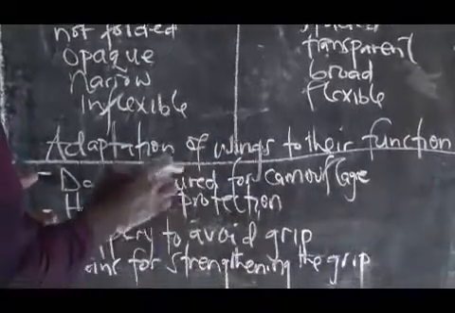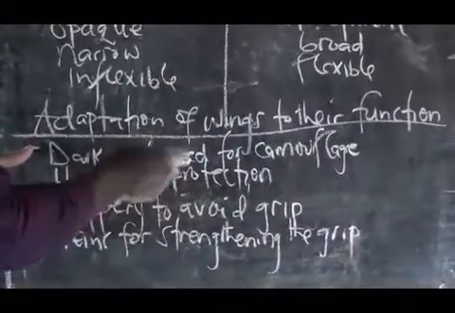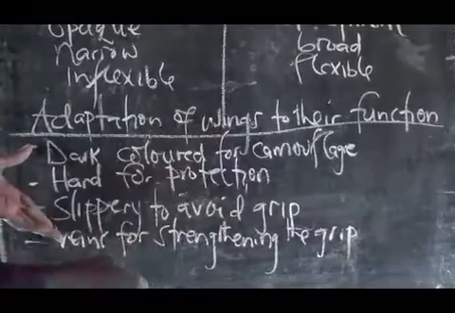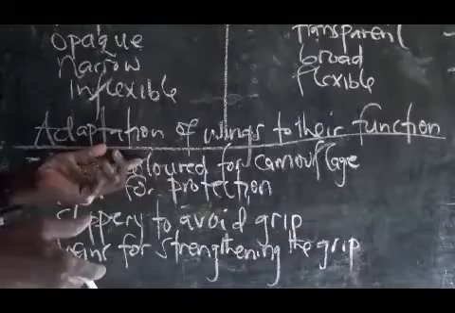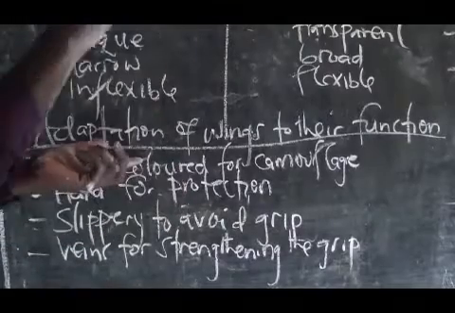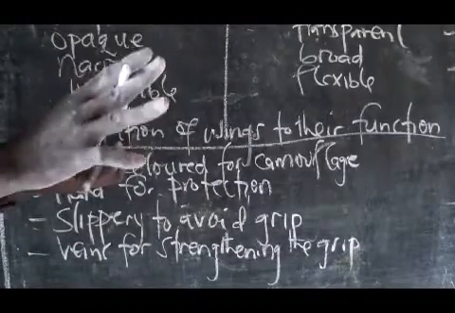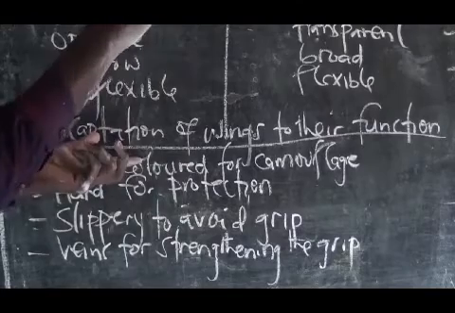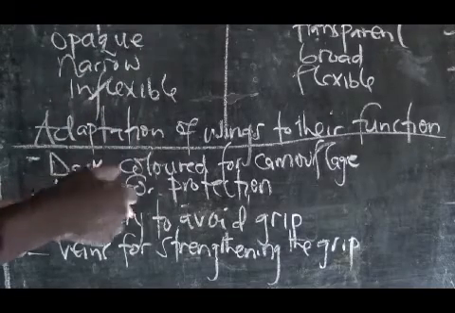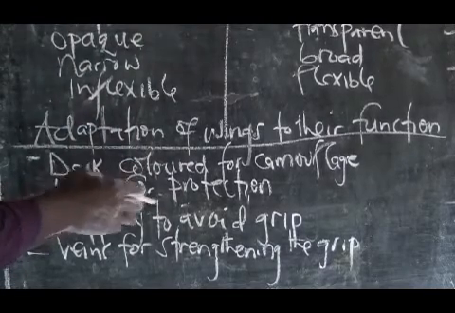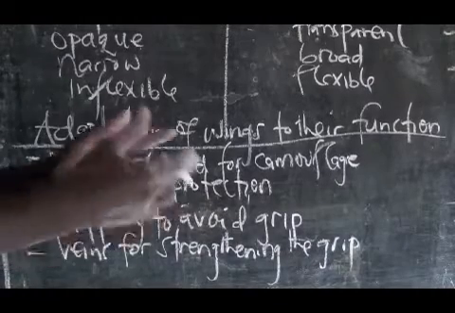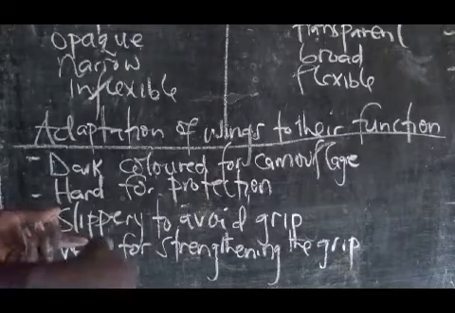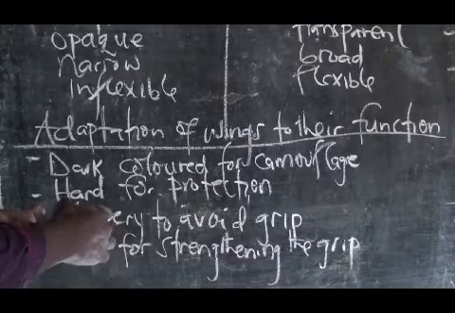We are looking at the outer wing, okay? This is the adaptation of the outer wing to its function. Dark colored for camouflage or blending into the background. If it is in a dark background, you know they like dark corners, and the wings are dark, you cannot clearly or easily see them. Then hard for protection. The outer wing is hard because it has to protect the inner wing and also the rest of the back of the cockroach.